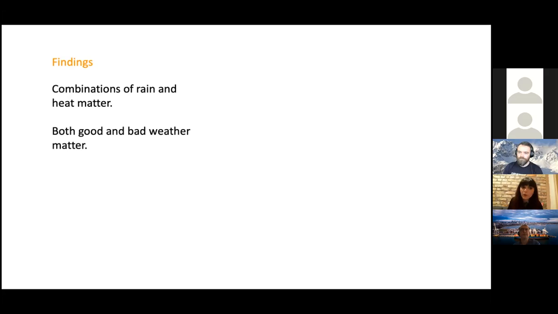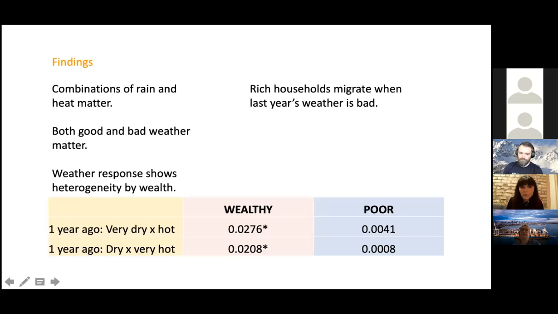And then we found that both good and bad weather are crucial in understanding the migration response. And then there is really stark heterogeneity by wealth status of households. Basically, rich households migrate when last year's weather is bad, period. So they can respond immediately. Here's an example. We're looking at very dry and hot weather, which is not great weather for crop production, and we see wealthy families giving a positive response, poor families not being able to do so.